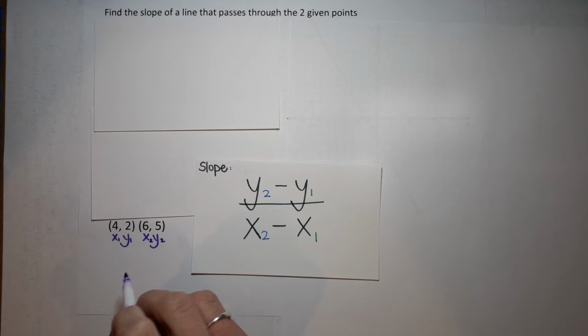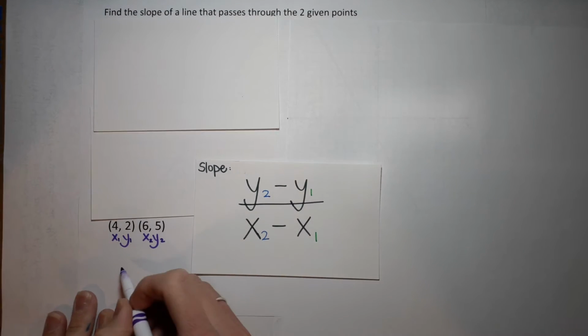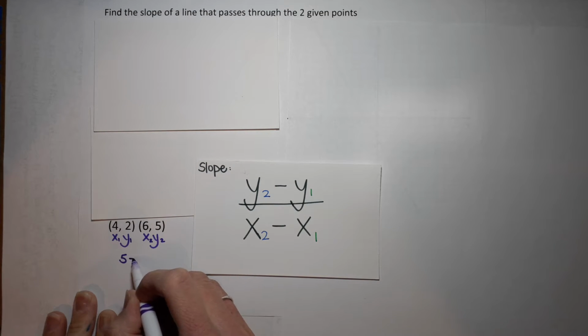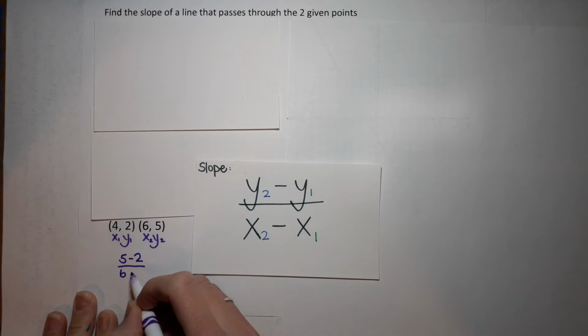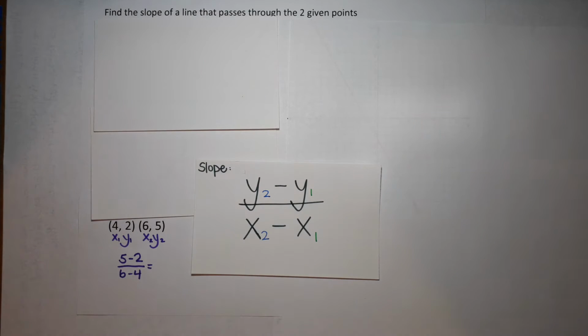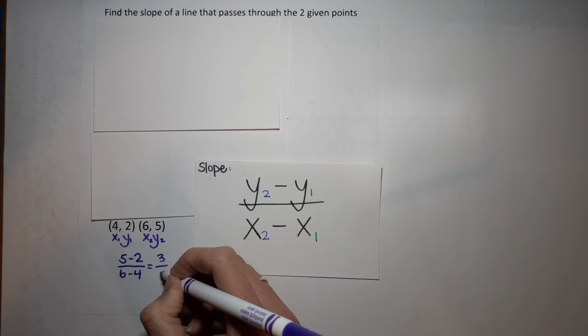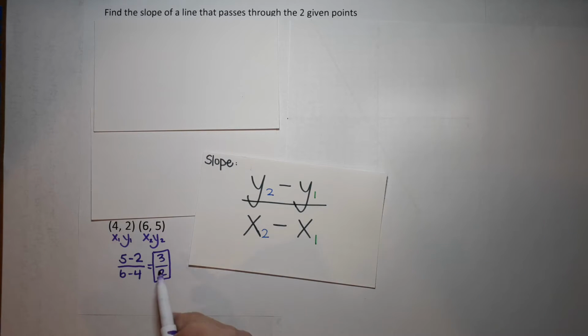And then we just simply plug those in. So we've got y2, which is 5, minus y1, which is 2. So I've got 5 minus 2 on top, all over x2, which is 6, minus x1, which is 4. 5 minus 2 gives me 3, 6 minus 4 gives me 2. That is my answer, the slope of the line that goes through those 2 points.